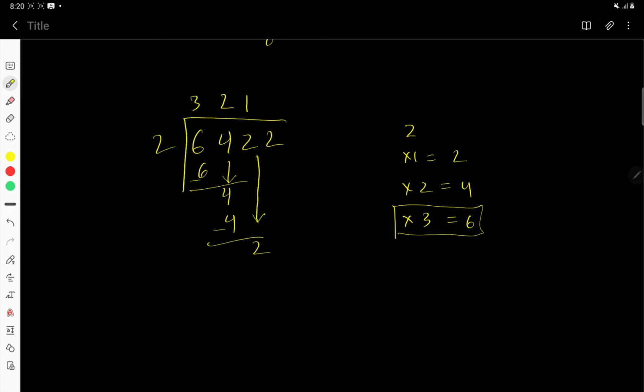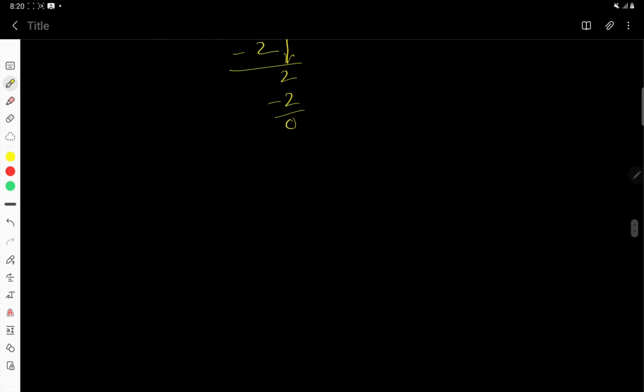So 1 times 2, 2. If you subtract, then you are getting 0. Bring down the last 2. This 0 doesn't have any value. 2 goes into 2 how many times? 1 time. If you subtract, then you are getting 0. So actually, this is the answer, right? 3211 is the answer. Okay, let us take another example.